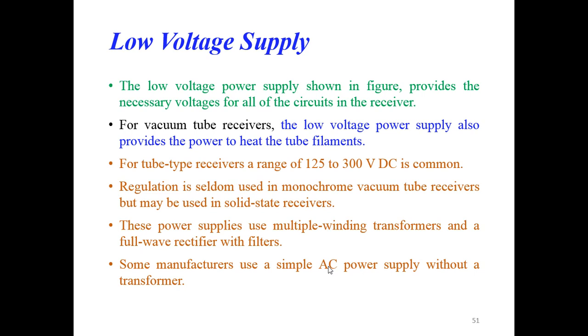It ranges from 120 to 300 volts DC. Regulation is seldom used in monochrome tube receivers but may be used in solid state versions. These power supplies use multiple winding transformers and a full wave rectifier with filters. Some manufacturers also use a simple AC power supply without a transformer.